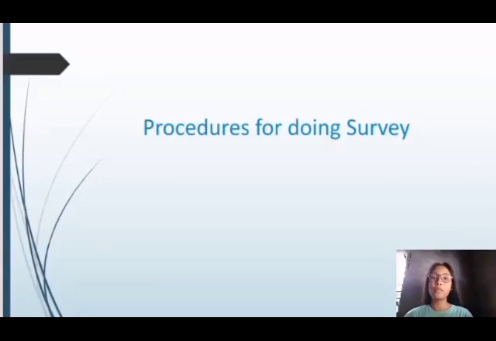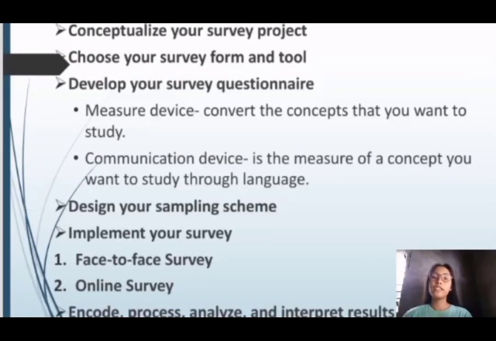And the last part is the procedures for doing a survey. First is to conceptualize your survey project. Every research project starts with reading a broad range of materials and references to enable your choice of survey research. Once you finalize your chosen topic, read some references related to your topic that help you in expressing the survey question of your research, the problem, and the objectives that define what you intended to cover in your research topic. Second is to choose your survey form and tool.